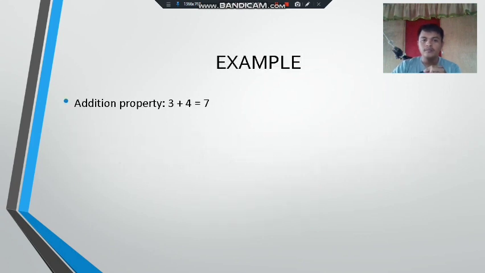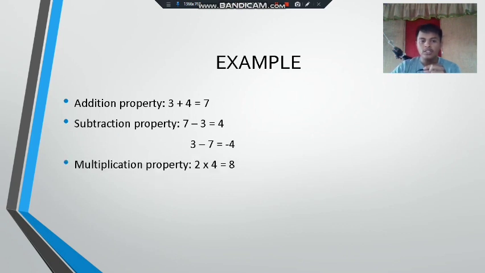Example: addition property: 3 plus 4 is equal to 7. Subtraction property: 7 minus 3 is equal to 4. 3 minus 7 is equal to negative 4. Multiplication property: 2 times 4 equals 8. And division property: 8 divided by 2 equals 4.